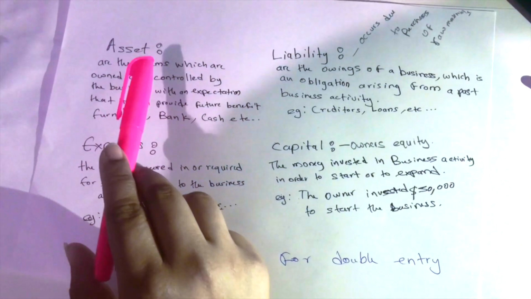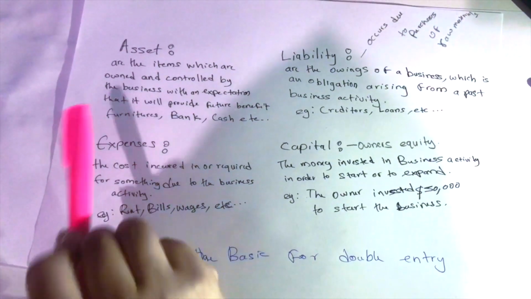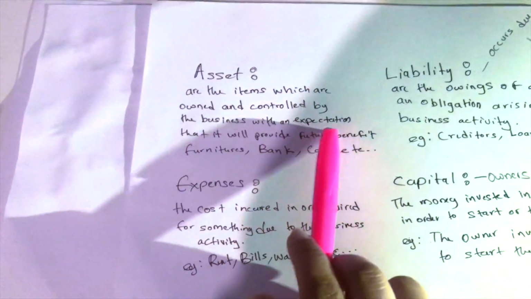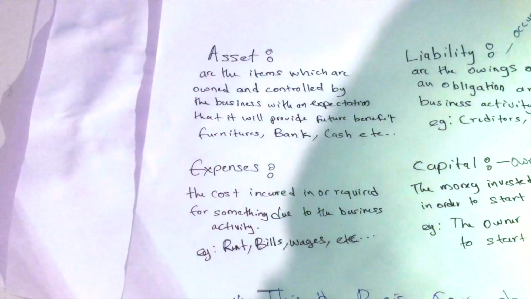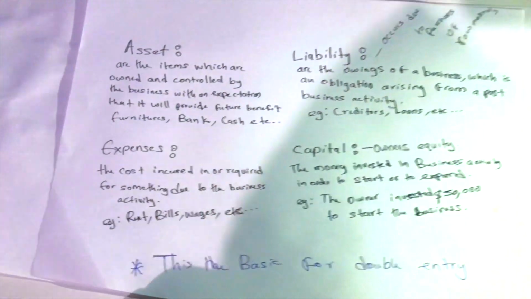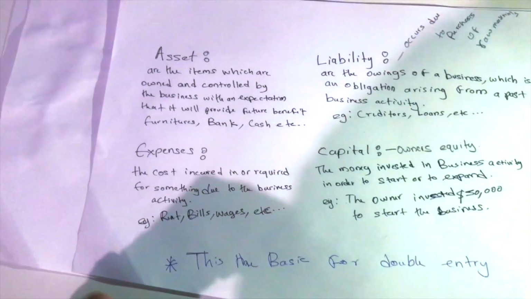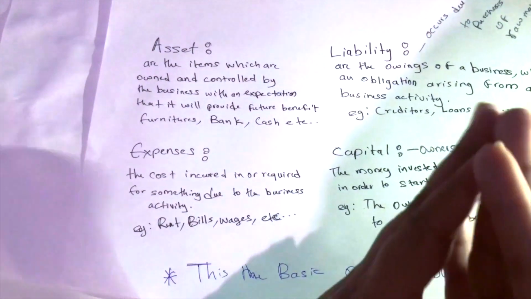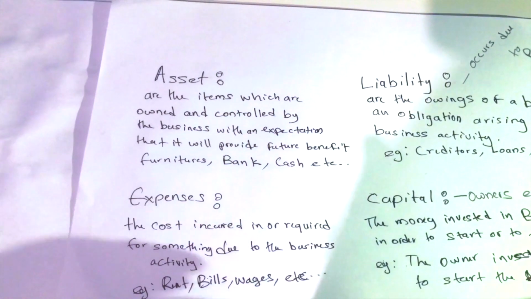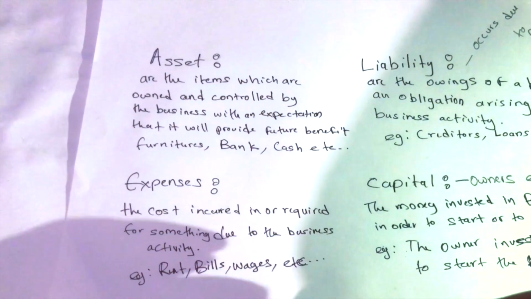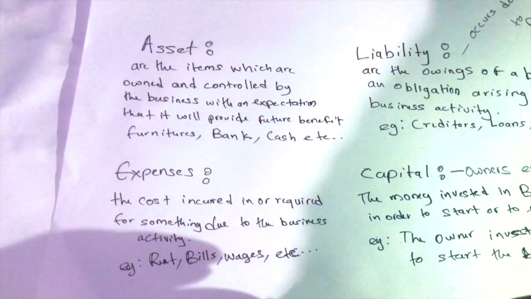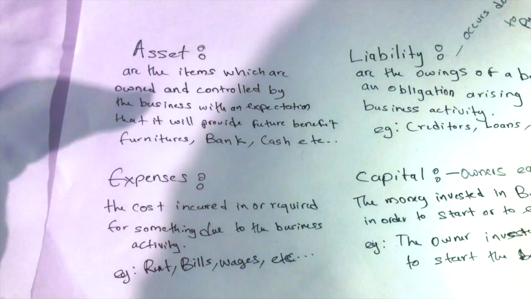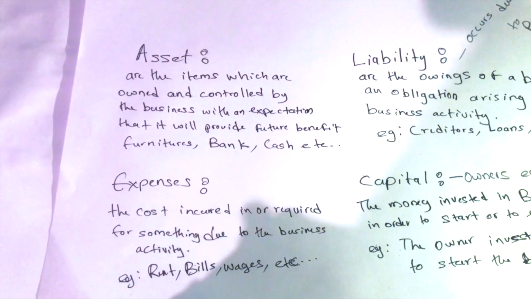So first, let's go into assets. Assets are the items which are owned and controlled by the business with an expectation that it will provide future benefit. What does it mean? If you are an owner and you have the ownership of a building, you can own it and you can control it. So that's what you call an asset of a business. The owner has the rights to own and control it.